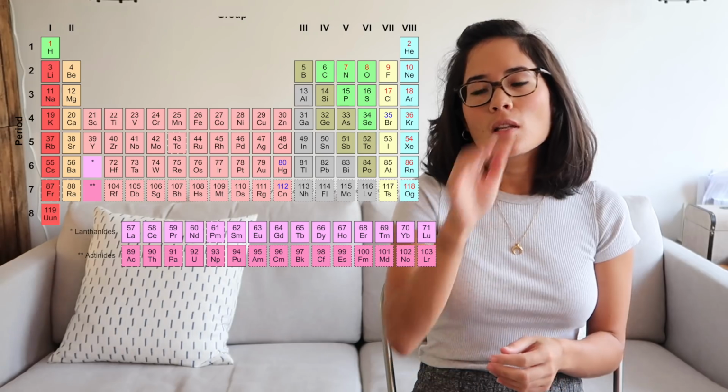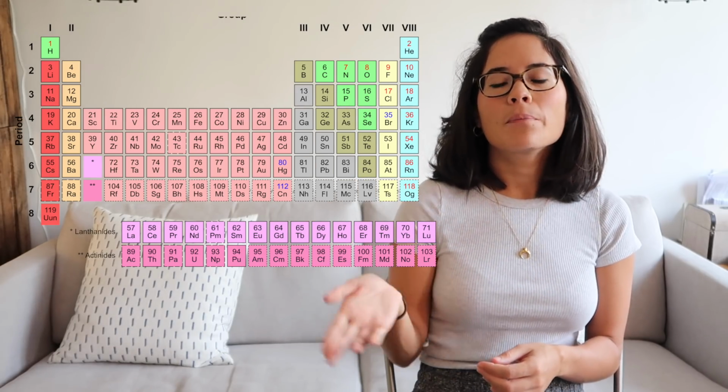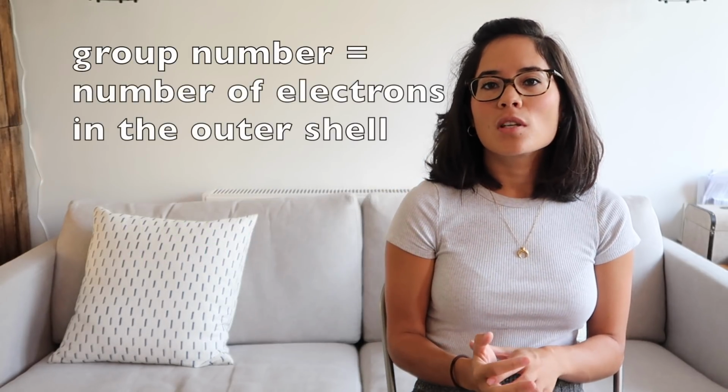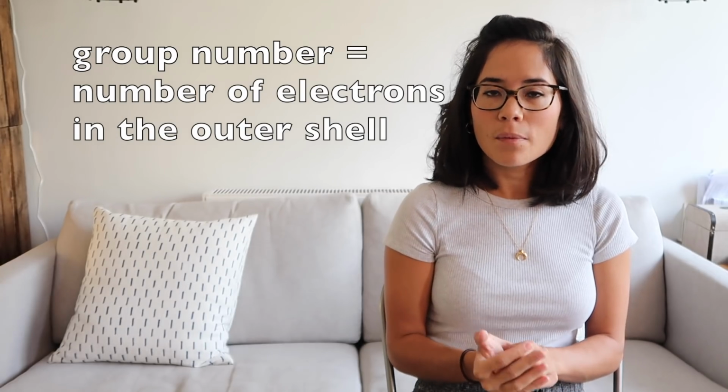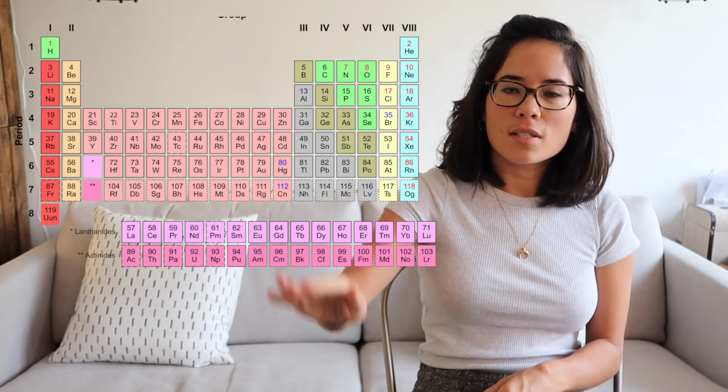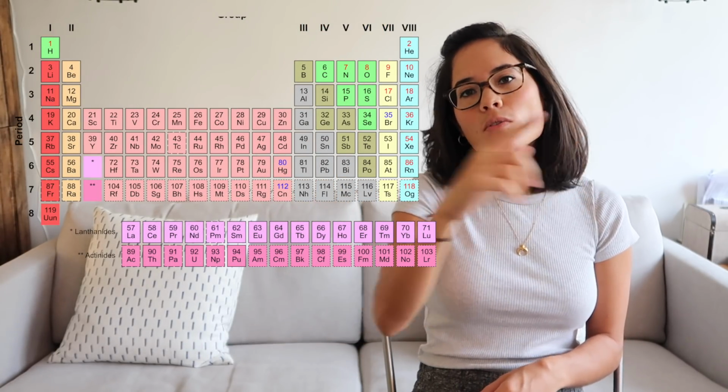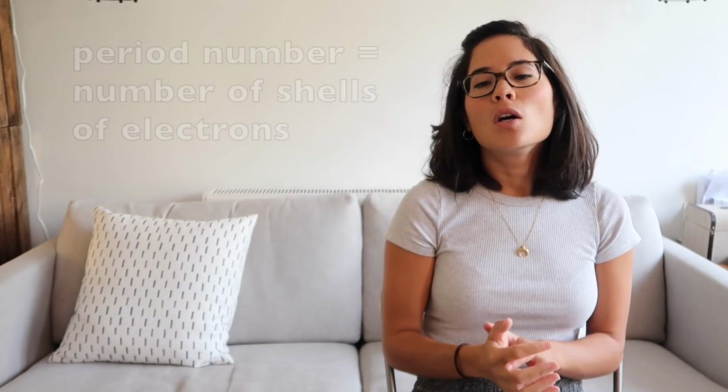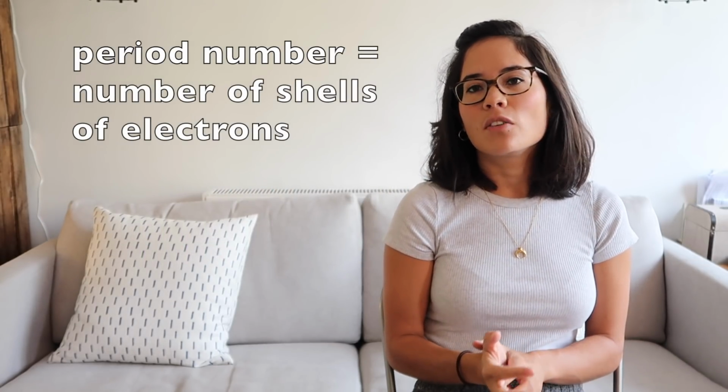Going back to the periodic table then, looking at group numbers and period numbers. So the group numbers are the numbers that run along the top of the periodic table. The group number corresponds to the number of electrons in the outer shell. So group 1 elements will all have 1 electron in their outer shell. Now the period numbers run down the side and they refer to the rows. And the period number will correspond to the number of shells of electrons.